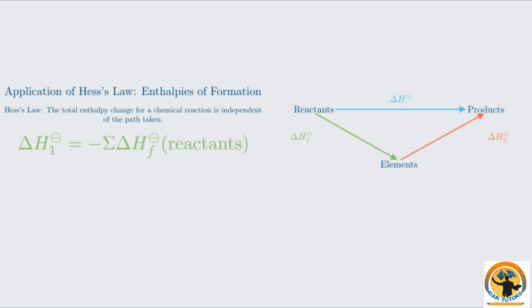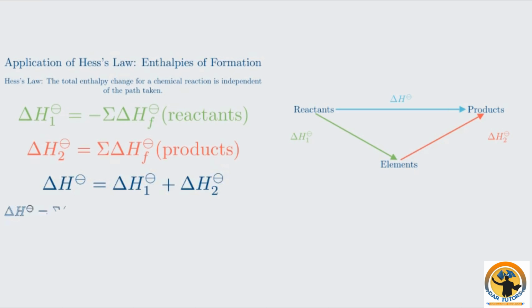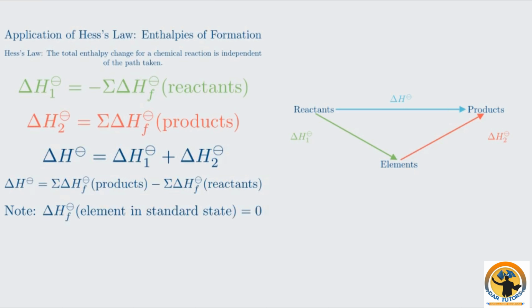The first step, going from reactants to elements, is the reverse of a formation reaction. So, its enthalpy change is the negative of the sum of the standard enthalpies of formation of the reactants. The second step, forming products from elements, is simply the sum of the standard enthalpies of formation of the products. By Hess's law, the direct pathway dH must equal the alternative pathway, which is dH1 plus dH2. This gives us the general formula.